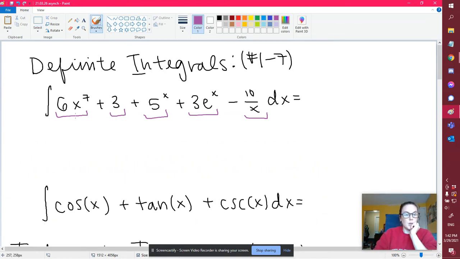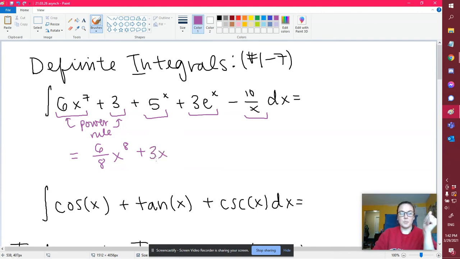So we're going to do the first term first, 6 times x to the 7th. This one we use the power rule from our notes. The power rule says we keep the coefficient, we add 1 to the exponent, and we divide by the new exponent. And then a special version of the power rule says that when we have just a number, when we're integrating 3, for instance, it becomes 3x.